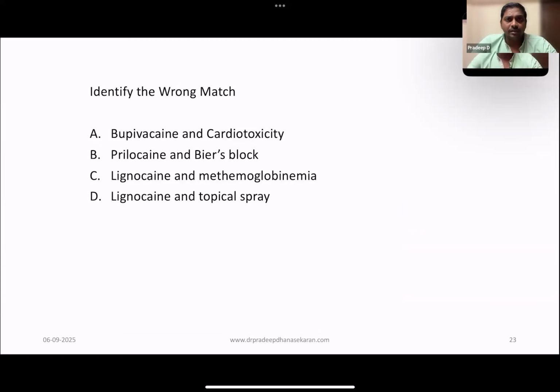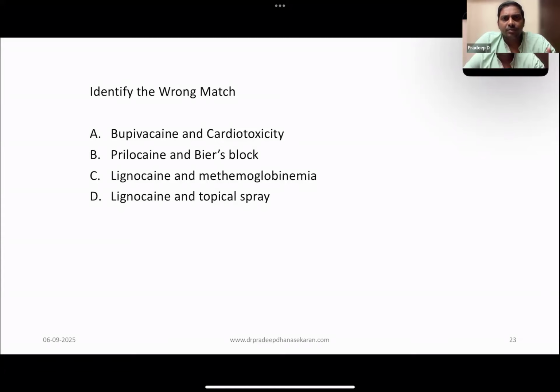So with this, we have completed the preoperative assessment. Now let's move on to anesthesia per se. Let's start with local anesthetics. Identify the wrong match. Bupivacaine is well known for cardiotoxic effects. Prilocaine is a drug of choice for intravenous regional anesthesia, that is Bier's block.